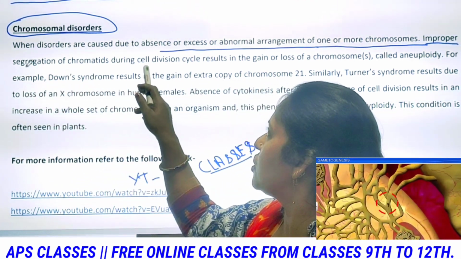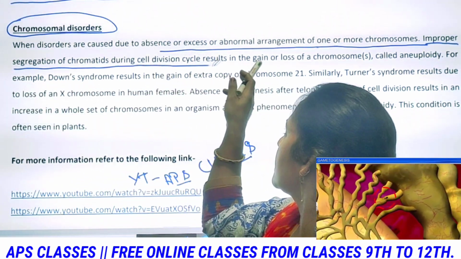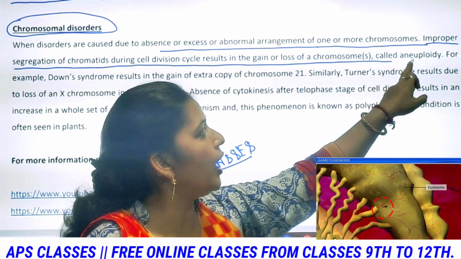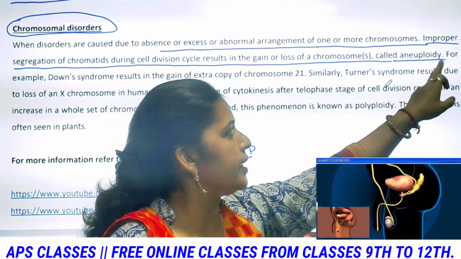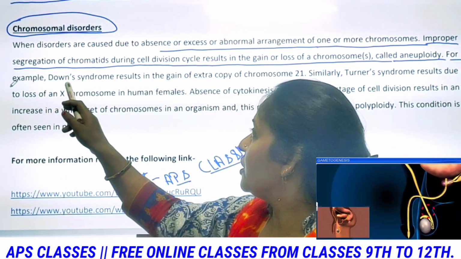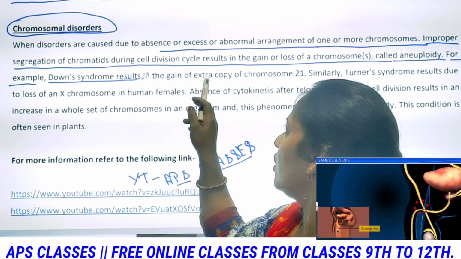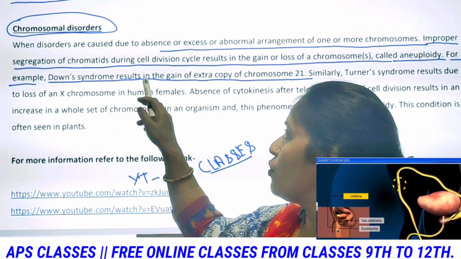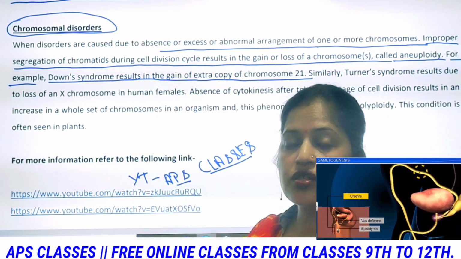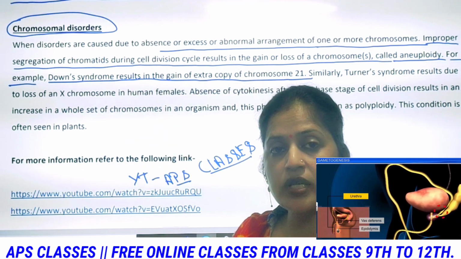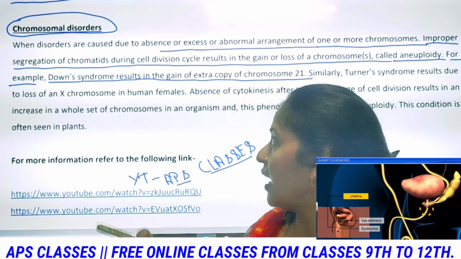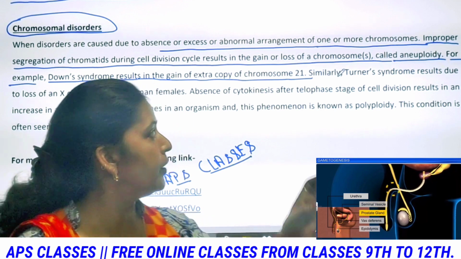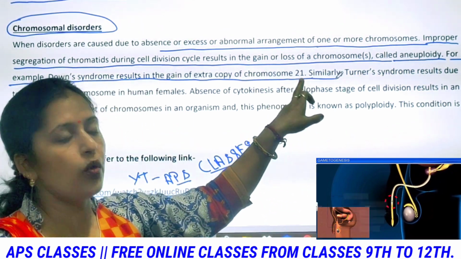Improper segregation of chromatids during the cell division cycle results in the gain or loss of chromosomes, called aneuploidy. For example, Down syndrome results from the gain of an extra copy of a chromosome, specifically the gain of an extra copy of chromosome 21.